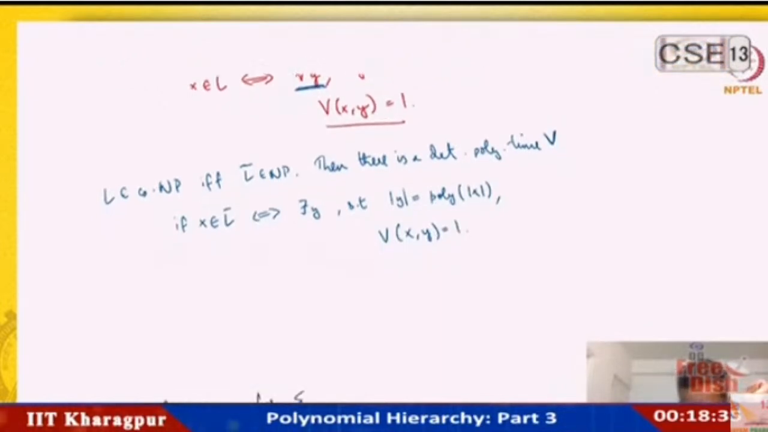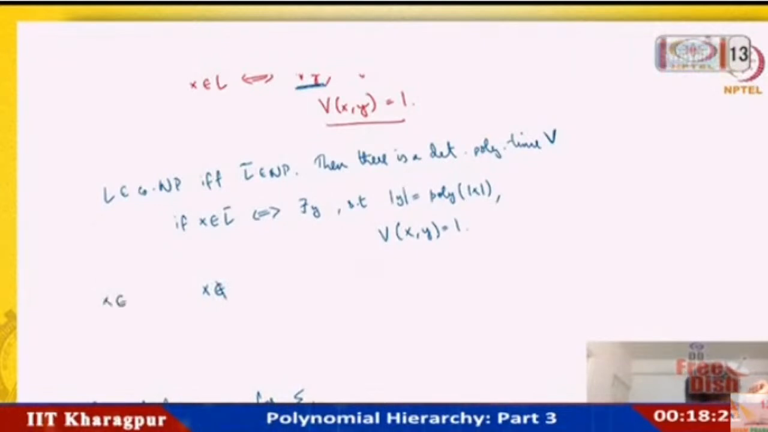Now, what about x that is not in L complement? So what is the negation of this? Suppose x is in L, which means x is not in L complement. So even the right-hand side we can negate. I'm saying that there exists y such that something is true. So the negation of that statement is that for all y that is not true, right?